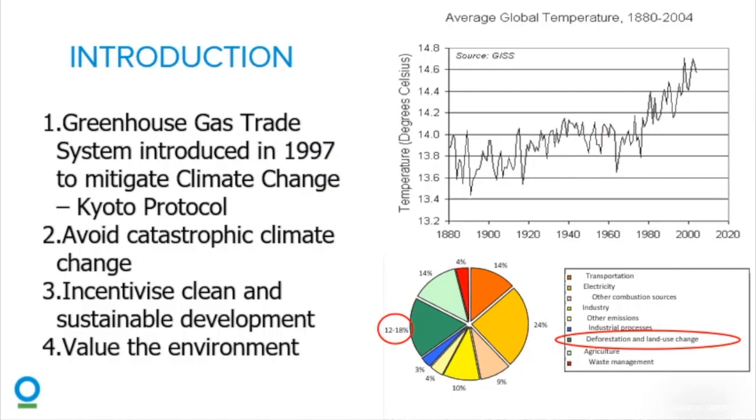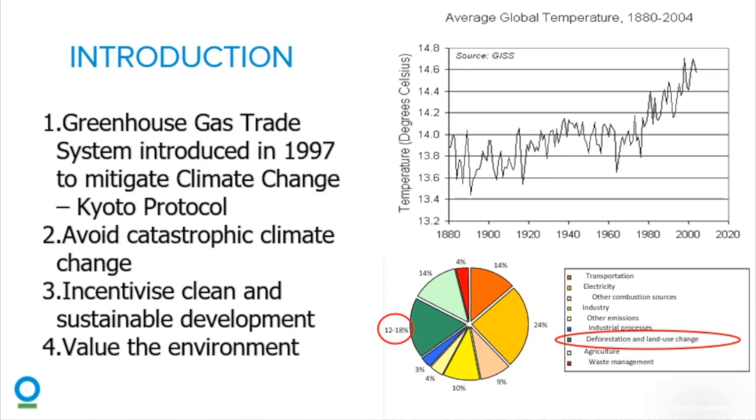There is a renewed urgency to mitigate climate change, and carbon trading is seen as an important mechanism to achieve this. Many sectors are responsible for the increases in greenhouse gas emissions. It's not only the usual suspects of electricity generation and transport. Deforestation and land use change is actually contributing up to 18% of the annual greenhouse gas emissions.